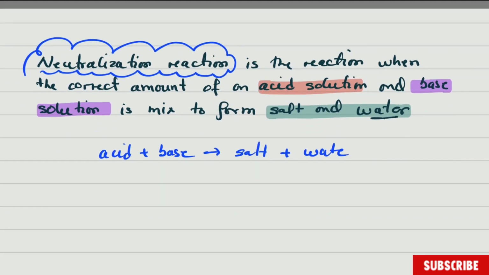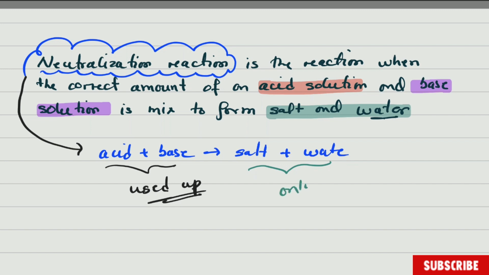Now, during a neutralization reaction here, all the acid and the base will be used up. So only salt and water will be there at the end of this neutralization reaction. And to know when the substances have neutralized each other, we are going to use indicators. And we're going to speak about indicators in another video. Please don't miss that video. It's going to be quite important and it's a few marks in the exams.